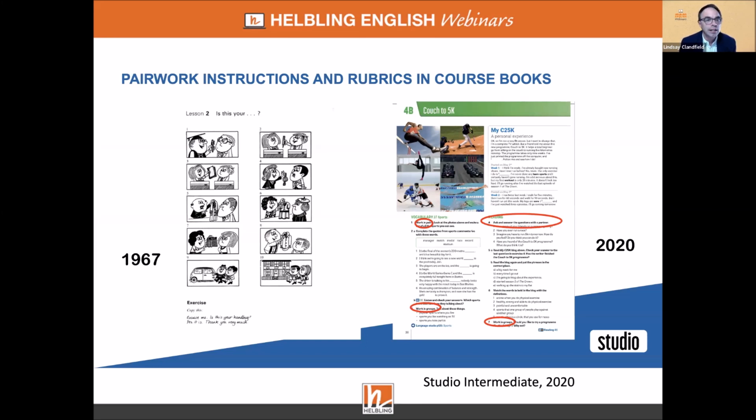Here you just see, make the exercise. It gives you an example. Is this your handbook? Yes, it is. Thank you very much. There's no instruction, like, do they write it? Do they say it? Does the teacher say it? Does everyone answer? And there's certainly no pair work instruction.